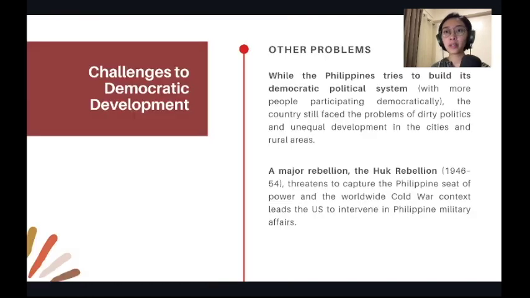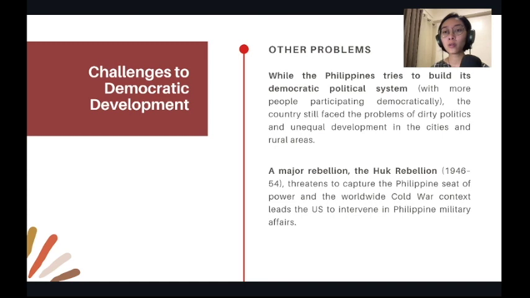Ayan, no, other problems were as we were trying to rebuild our democratic political system, kasi nga, democracy tayo according to our constitution, the country still faced problems of dirty politics and unequal development in cities and rural areas. So this actually becomes a problem, leading to a major rebellion called the Huk Rebellion, which runs from 1946 to 1954 and threatens to capture the Philippine seat of power. So yun yung local problem natin na pinakamalaki.